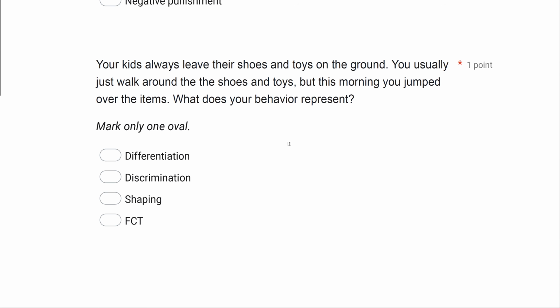What does your behavior represent? All right, we're looking at your behavior. And what behavior in particular? Well, you jumped over the items. Now, in context, why do we care?